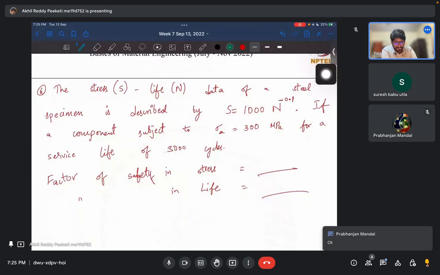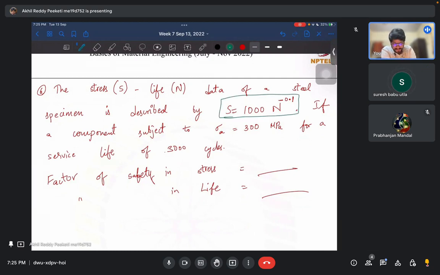Now the stress and life data of a steel specimen is described by this equation. So we are already given an equation which relates the stress and life. Now if a component is subjected to 300 MPa alternating load and a service life of 3000 cycles, what are the factors of safety in stress and in life? Do you have any idea how to go from here? Does anyone know what factor of safety in life is and how it is different from factor of safety in stress?